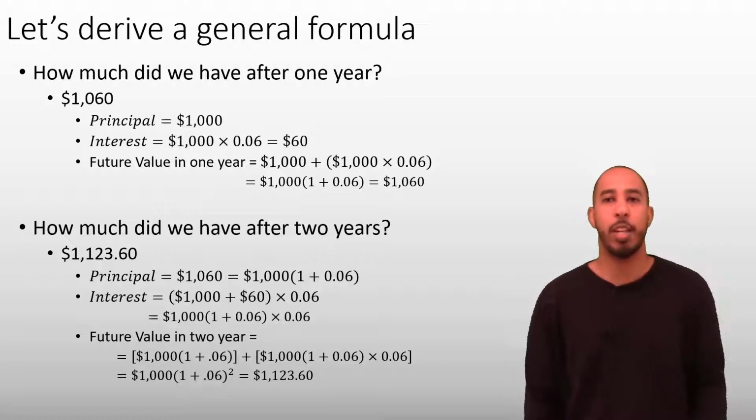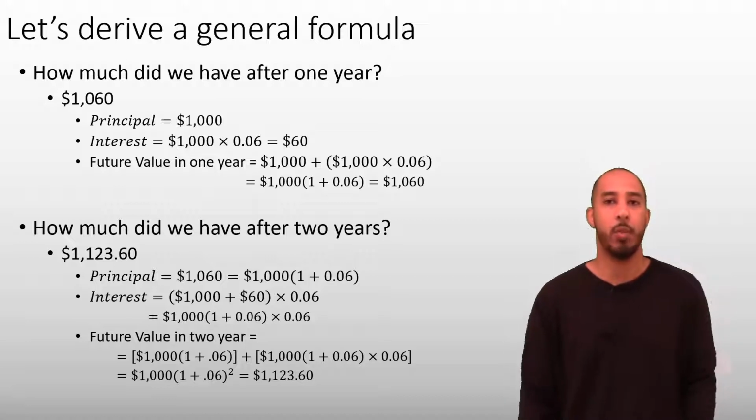Just staring at this expression, some of the numbers should seem familiar. What is $1,000? Well, that's what we started with. And what is the 0.06? That's the interest rate. And what is the 2? That's the number of years we're going to be invested. So let's take that format and turn it into a general formula to find a future value.